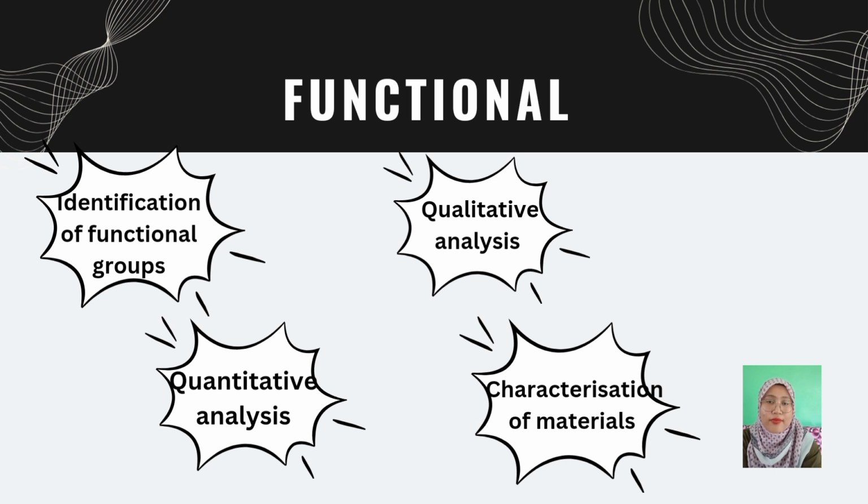Next, quantitative analysis. By analyzing the intensity of absorption peaks, FTIR can be used for quantitative analysis. This function helps in determining the concentration of specific components in a mixture. Next, characterization of materials. FTIR is widely used in material science to characterize polymers, nanomaterials, coatings, and other materials, and helps in understanding their chemical composition, crystallinity, and structural properties.